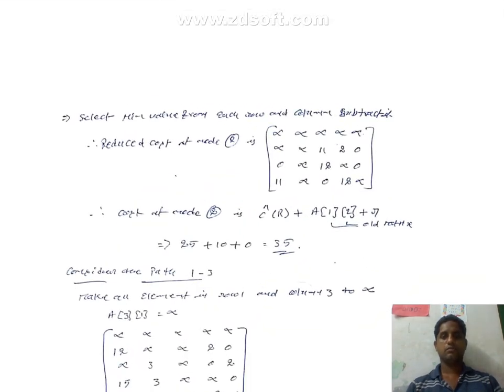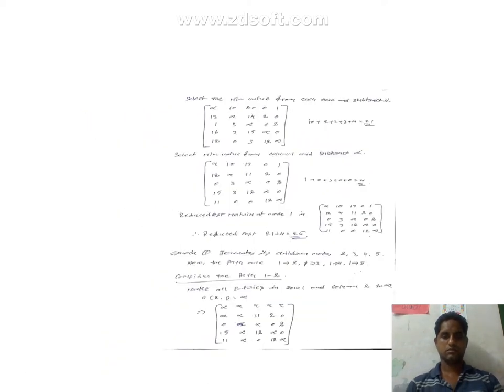Now select the minimum value from each row and column. Again, we subtract from every row and every column, and then these values come out. That is, C cap of r plus A of 1 comma 2 plus r. C cap of r is 25, A of 1 comma 2 is 10, and r equals 0. So 25, 10, r equals 0. Here, r means the difference of the column and row reductions. Okay.